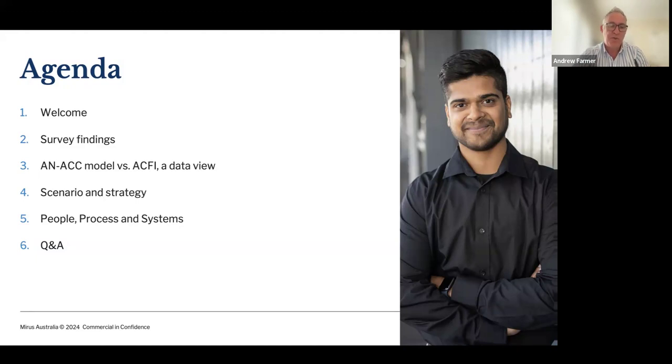So we've got some survey findings. We polled you on the way in, and we want to show you that as context. Then our data scientist, Tyler Fisher, is going to give you some data to show you how AN-ACC and ACFI are different and why that's important. Then I'm going to take you through the guts of the training, which is around the scenario and the strategy to set up how these problems present themselves and then how to analyze them and fix them. And then hopefully we'll get some Q&A at the end.